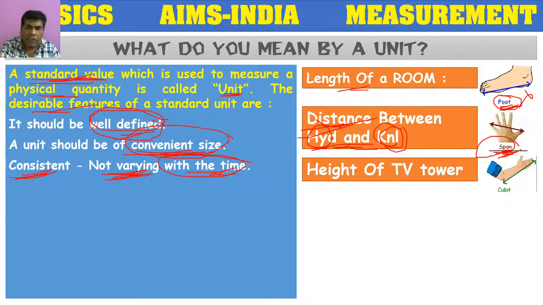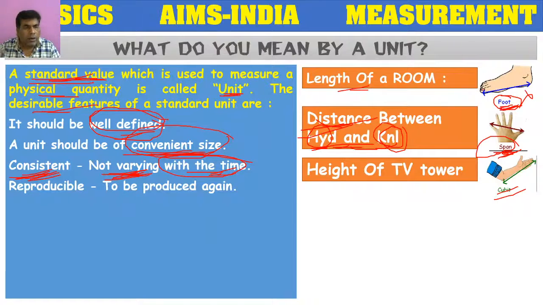the same person comes and measures the height of the tower, will it be the same? No, because in 10 years the person's height will change. If a small boy is there, in 10 years his height will change, and his cubit length will change. So that's why cubit is not a consistent unit. Our unit should be of consistent nature.